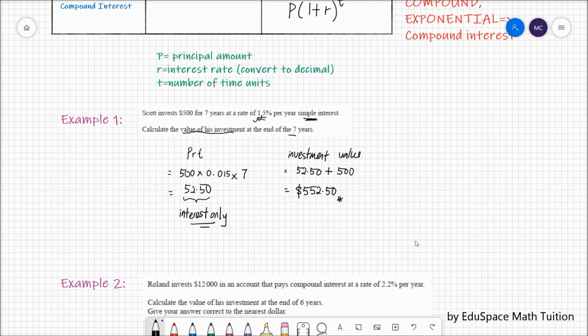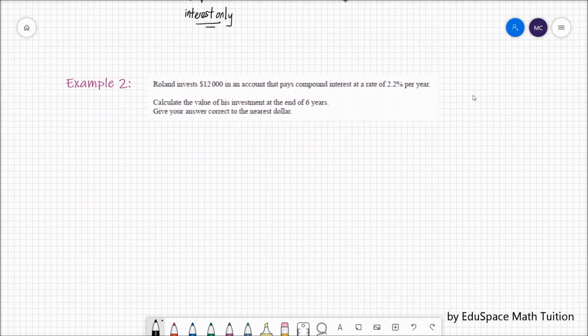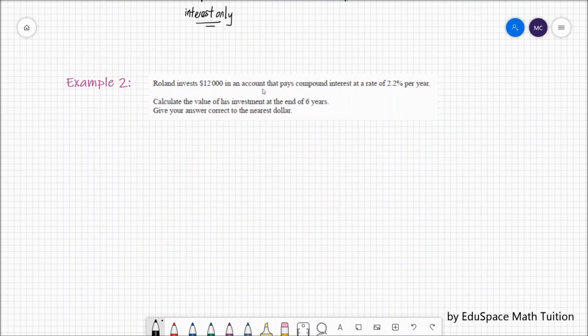So let's look at question number 2. Roland invests 12,000 in an account that pays compound interest. In this case, we have a question related to compound interest payment at a rate of 2.2% per year. Calculate the value of his investment at the end of 6 years. Because this is compound interest, you see the keyword here, we are going to use the formula of P bracket 1 plus R to the power of T.